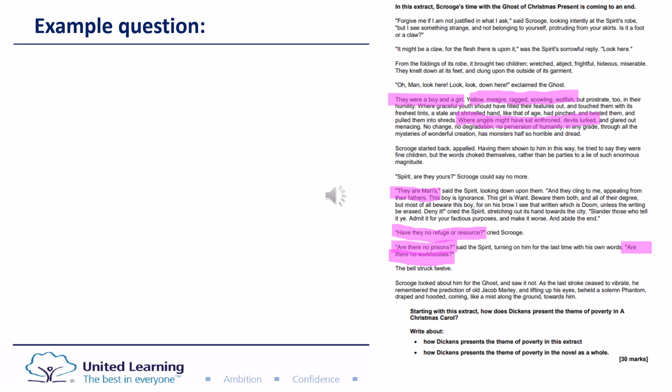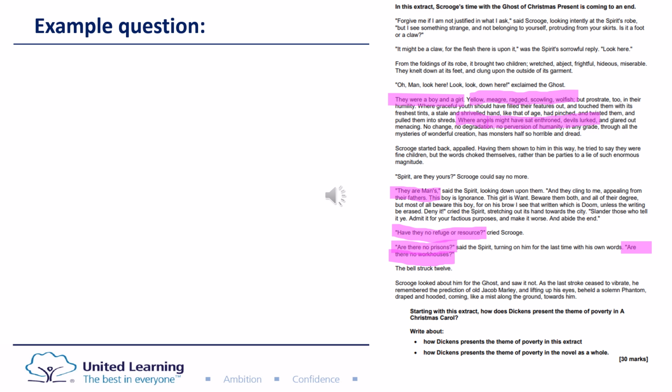This is of course a section where Scrooge is introduced to ignorance and want. And this shows the effects of poverty. So we could pick out the descriptions of ignorance and want as a boy and a girl, yellow, meagre, ragged, scowling, wolfish. And we could talk about that list of adjectives and how it emphasises the effects that poverty has. Perhaps the purposeful use of children to represent ignorance and want might also be important, because it's quite an emotive image for the reader, because obviously children are sort of associated with being innocent.